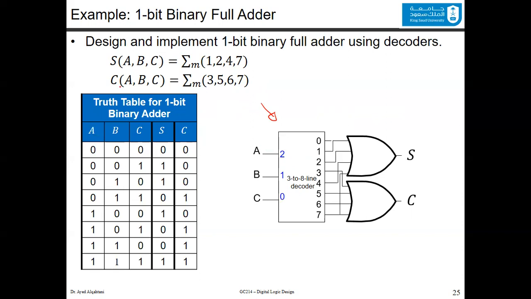So if you have the sum and the carry, you know they are 2, so you will have 2 OR gates, and then you get the 1, 2, 4, 7. Similarly, for the carry 3, 5, 6, 7, you will get 3, 5, 6, and 7, and that's it. The choice of the 3 to 8 line decoder is based on the number of inputs that you have. You had 3 inputs, so it will be 2 to the power of 3, which is an 8 line decoder.